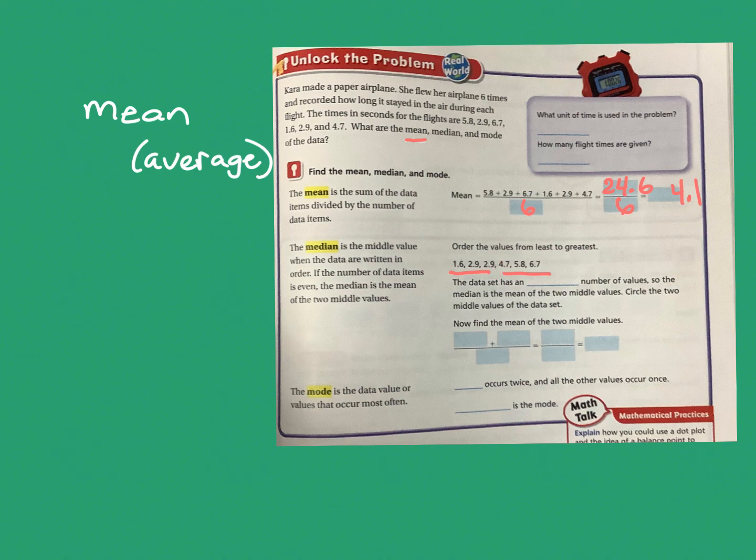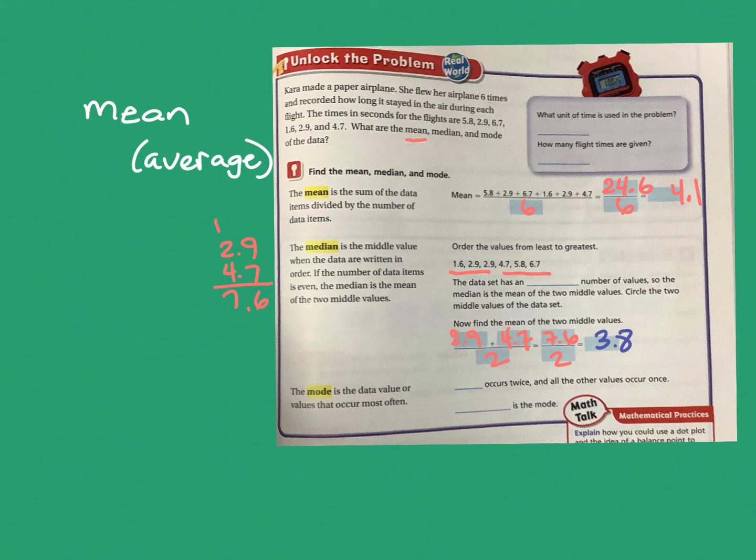So 2.9 plus 4.7, and when I add those together, I get 7.6. So we added 2.9 plus 4.7, so we can find that middle number that falls between them. It wasn't as obvious here. We get 7.6. We divide that by 2. That brings the average between them, and that value is 3.8. 7.6 divided by 2 is 3.8.